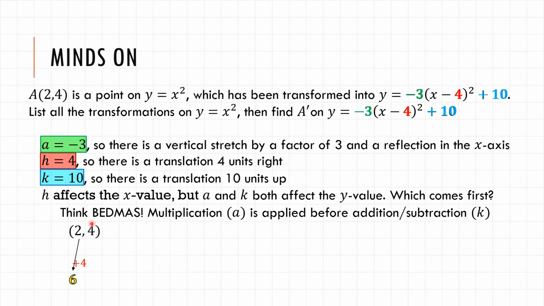But what happens to the y value? The first thing I'll do is multiply it by -3, and then I will add 10. So 4 times -3 is -12. -12 plus 10 is -2. And that is my new location. So again, just to recap, I started off by listing my transformations, and then I took the point 2, 4, and I applied those transformations to find out its new location. That's all I did.